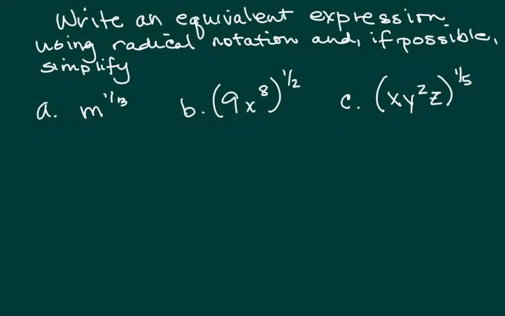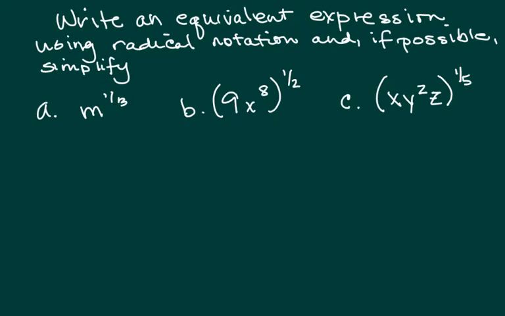In this video, we're going to go over some examples from the material in section 10.2. This first set, we're going to write an equivalent expression using radical notation, and then, if possible, simplify. So just some practice going back and forth between rational exponents and radical notation.